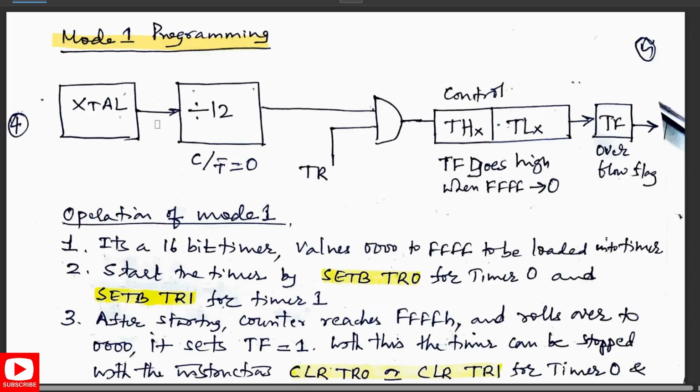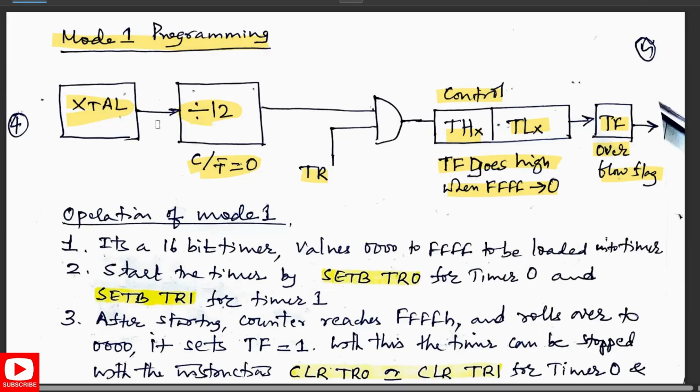So basically here XTAL is given and that is divided by 12. Based on that, C/T bar is 0 for mode 1 programming. That is given as one input for our AND gate, and another input will be TR. So it goes to the control where THx and TLx are present. Here TF goes high when FFFF rolls over to 0. So it creates an overflow flag, that is TF.